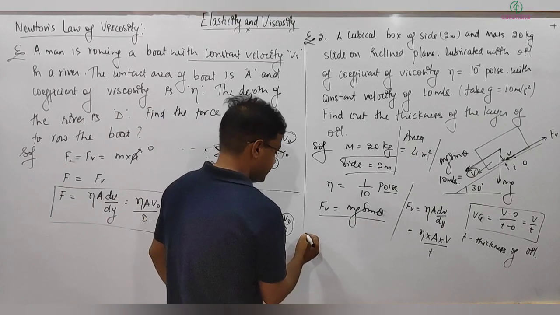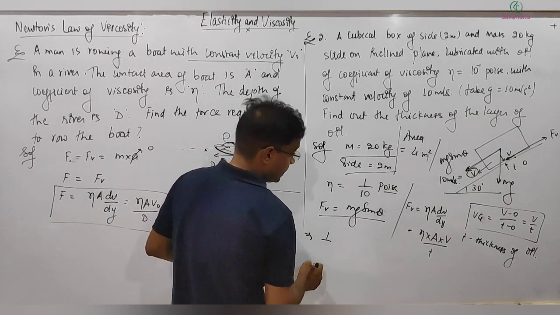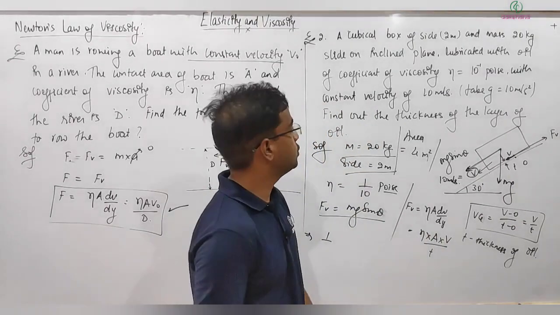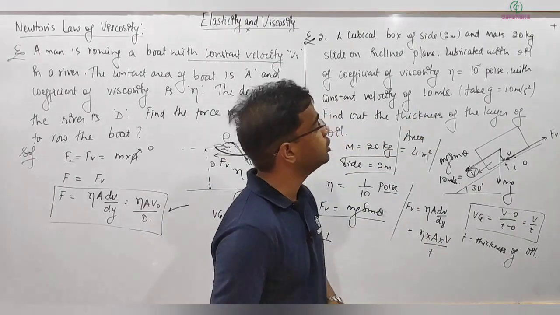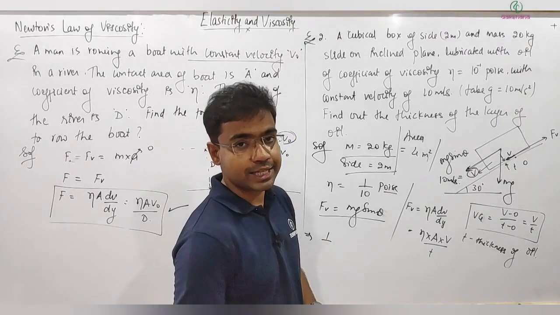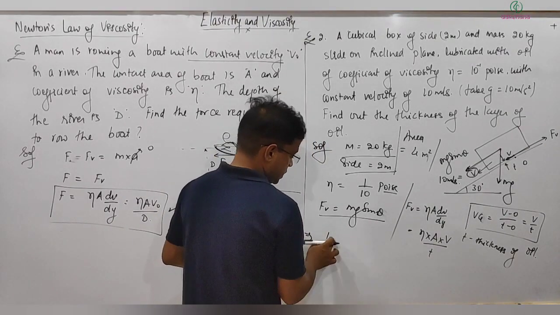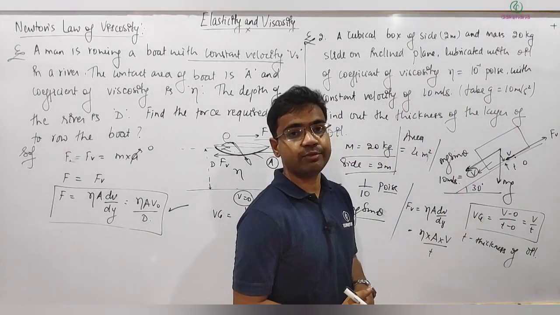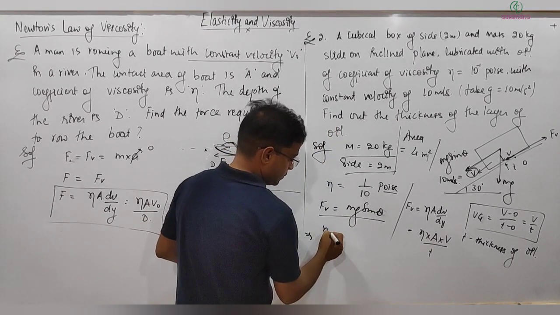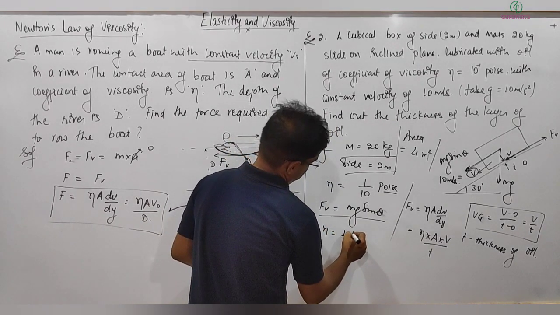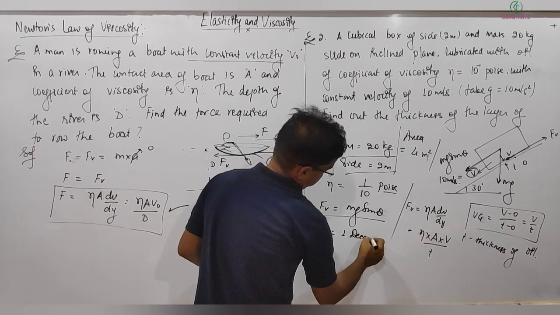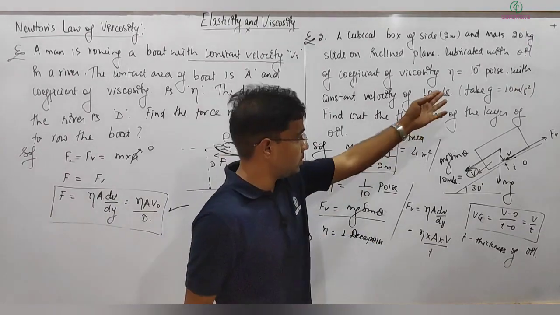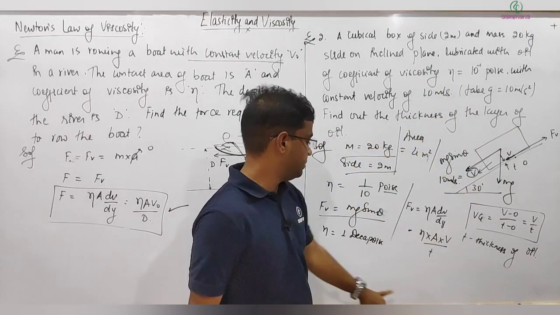And this implies eta is 1 by 10... Remaining things I am taking all in terms of SI units. So poise is a CGS unit, and the SI unit will be like deca poise. Then eta will be equal to what? Eta is 1 by 10 poise, so in SI unit it will be 1 deca poise. That will be 10 into poise, so 10 by 10 it will be equal to simply 1.